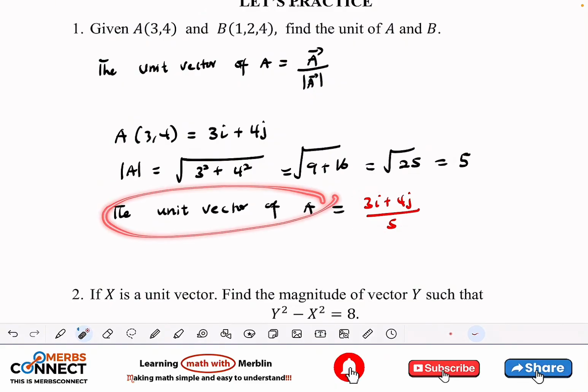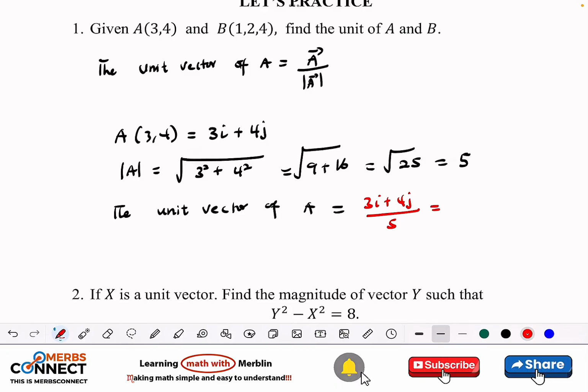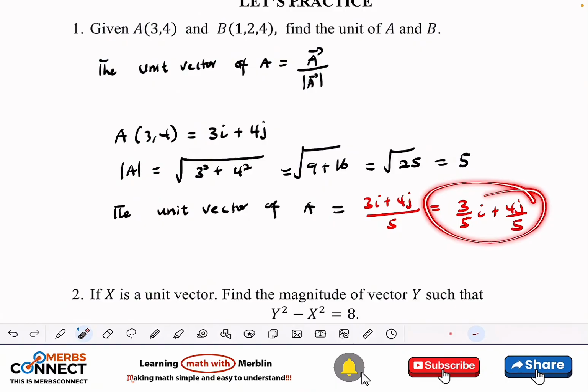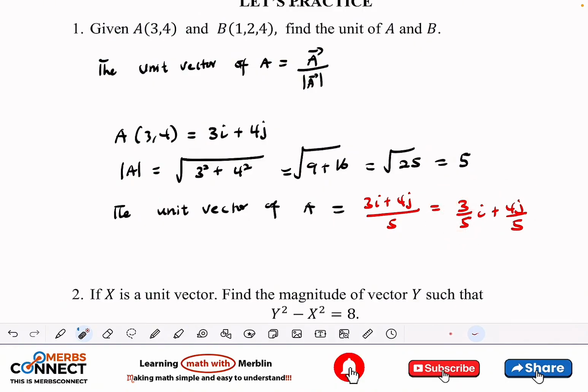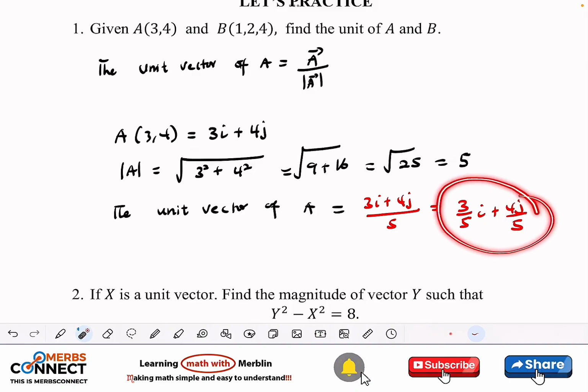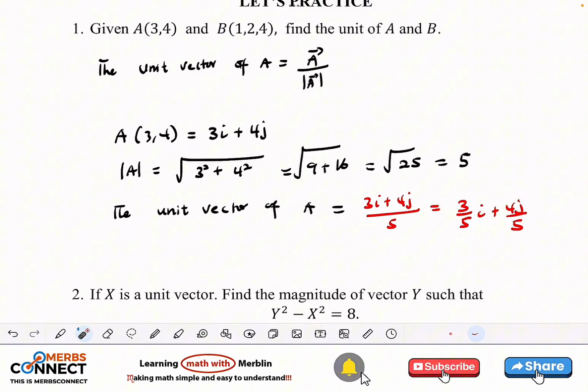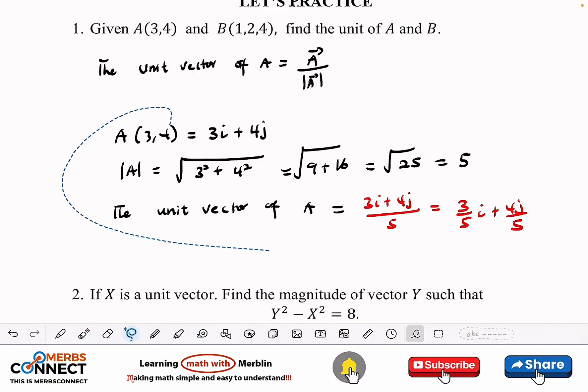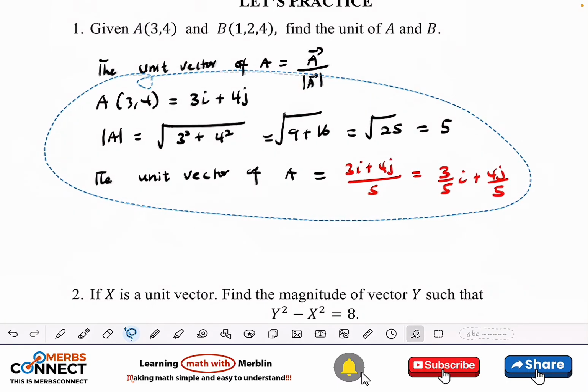This is the unit vector, because remember this is going to be 3 divided by 5i plus 4j divided by 5. And when I find the magnitude of this, I'm going to get what? 1. Because when I square this and when I square this, I'm going to get 1. So that is one thing that you need to have in mind. The magnitude of a unit vector is just 1.